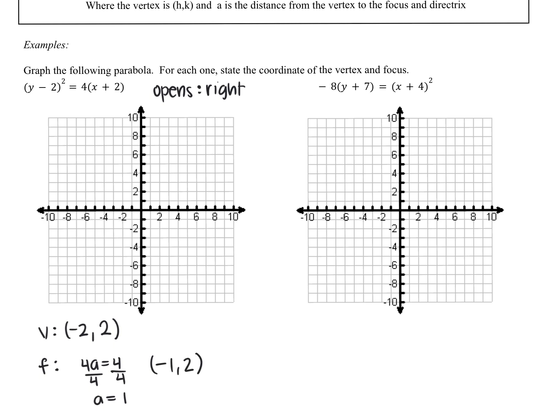So I graph my vertex, negative 2, 2. Then we have our focus at negative 1, 2. And then our directrix is 1 to the left, so that's at x equals negative 3. And then for our latus rectum, the absolute value of 4 is still 4, so I have to go 2 up and 2 down from my focus, and that gives me my parabola.